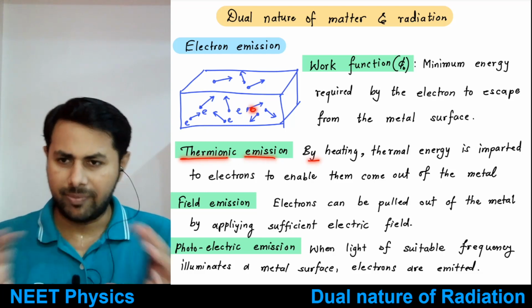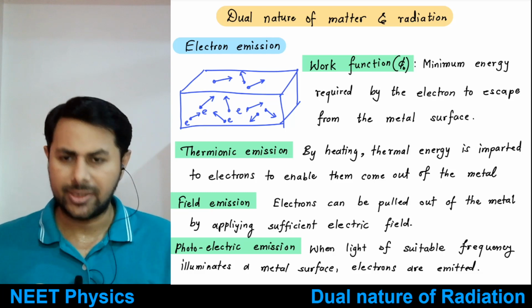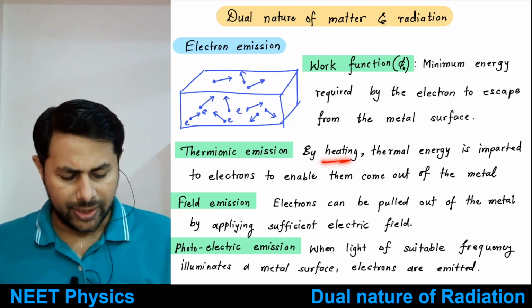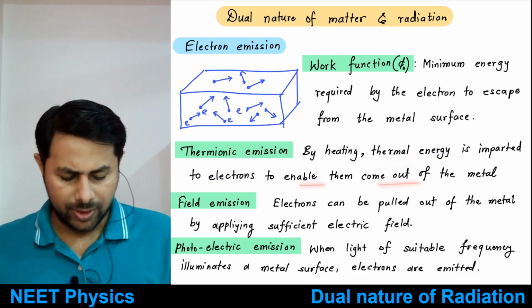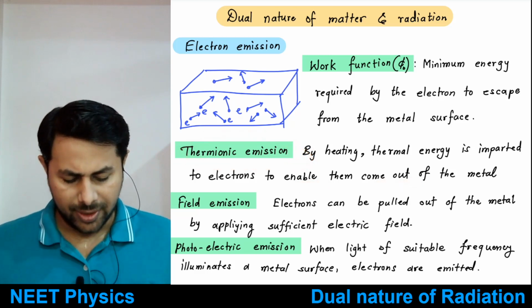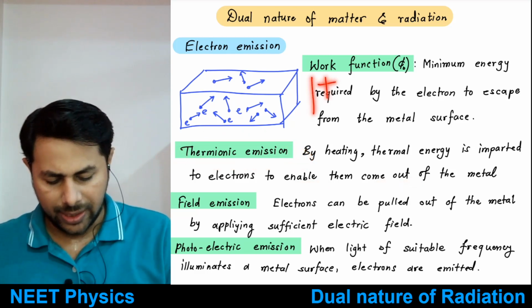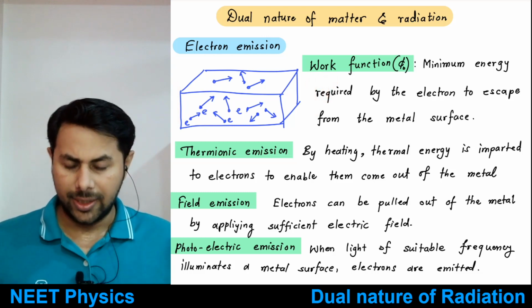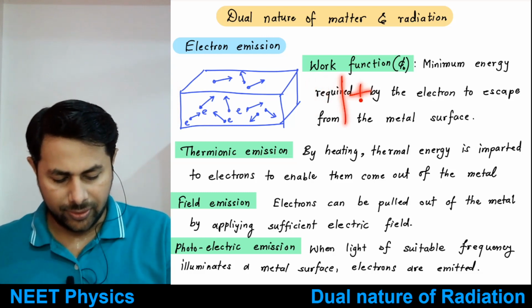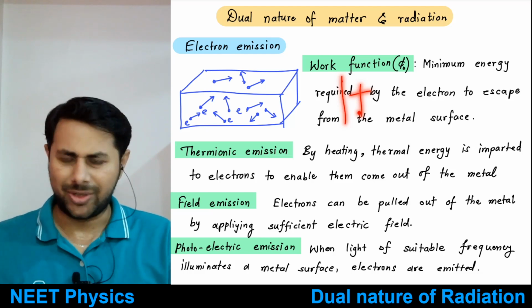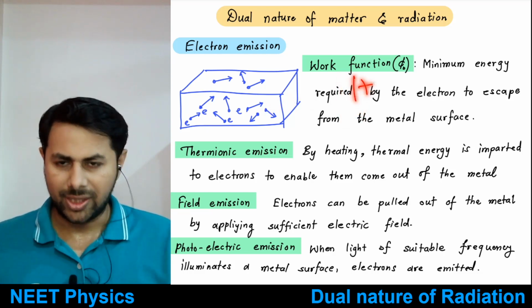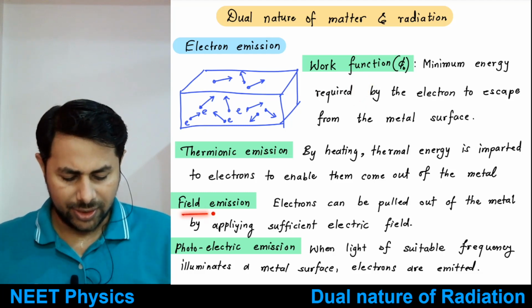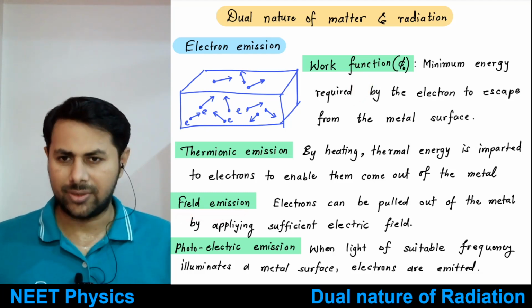If you heat the metal surface, the electrons may come out of the metal surface if they gain sufficient energy. Thermal energy is imparted to electrons to enable them to come out of the metal. So this emission is known as thermionic emission. Next, you can apply some electric field. When you apply an electric field, that means you have some positive potential, so electrons will get attracted by the positive potential. They might gain sufficient energy if the potential is sufficient. This is called field emission.